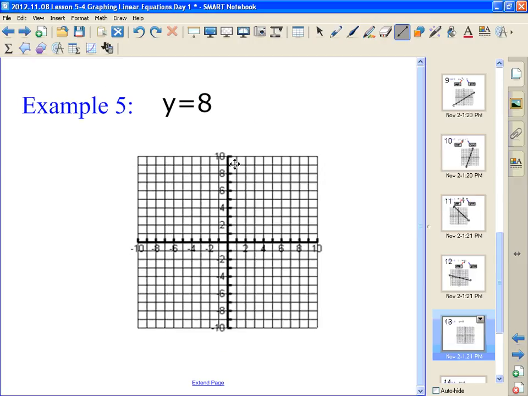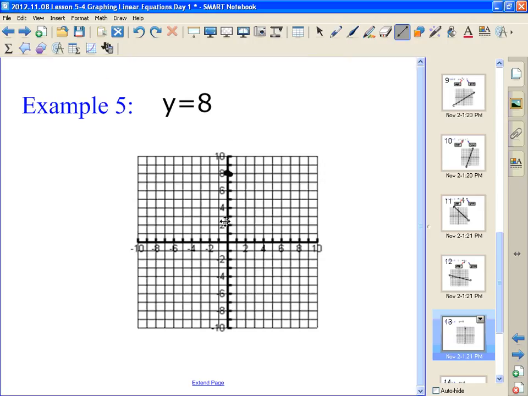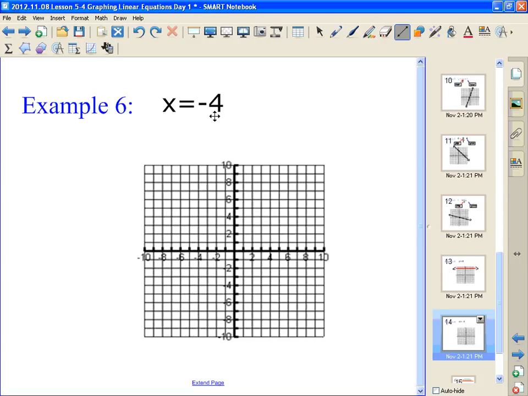On example 5, it has y equals 8, but there is no slope. There is a slope, it's just 0 slope. So anytime you just have a y equals equation, what that means is that you're going to have to go on the y-axis to 8, which is right there, and then you make a horizontal line going that direction. So this is what y equals 8 looks like. And on example 6, x equals -4 means the only axis it should touch is the x-axis. So I go on the x-axis to -4, and because it's an x equals equation, that means that it has to be a vertical line. So anytime you see an x equals equation, that means that it's a vertical line.